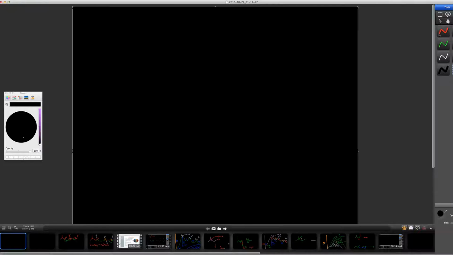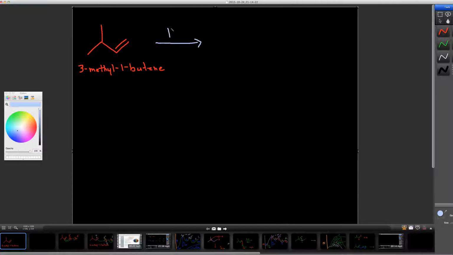So previously we discussed the reaction of an unsymmetrical alkene like 3-methyl-1-butene with a couple of different electrophiles. We have seen the reaction of HBr, in which we get an addition of bromine to the more substituted carbon and an addition of hydrogen to the less substituted carbon.